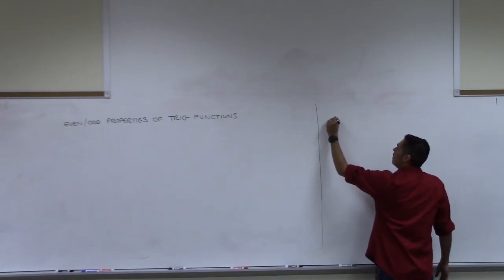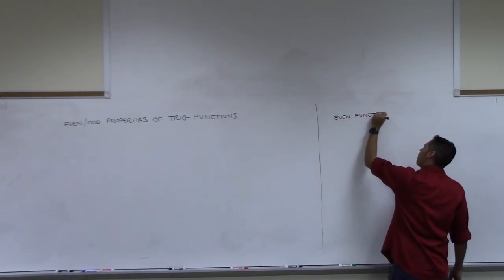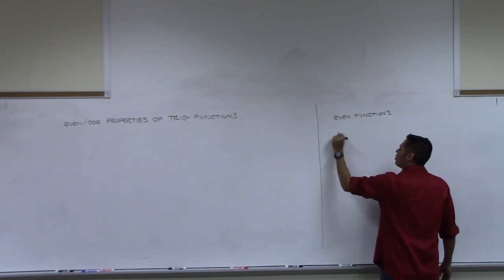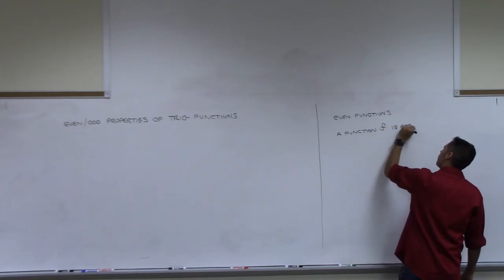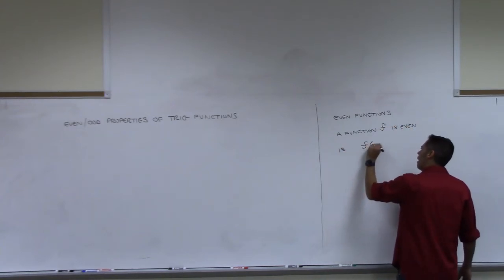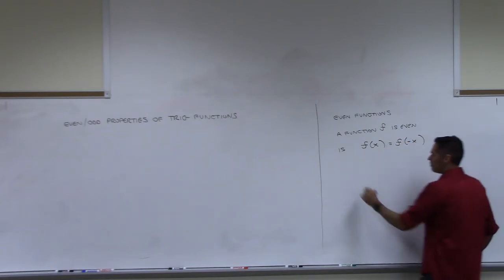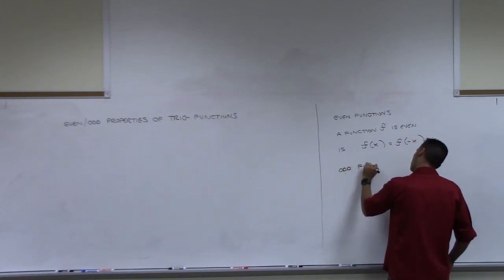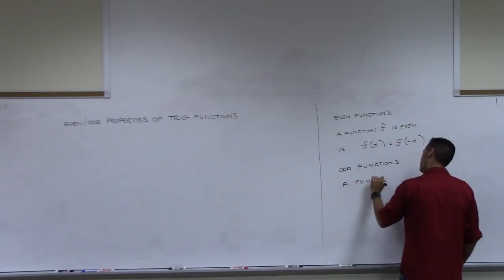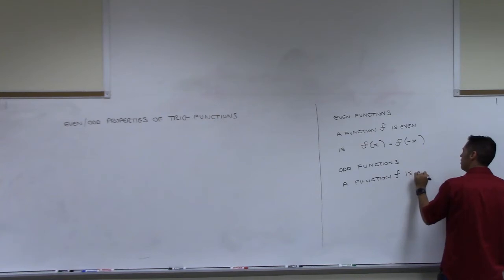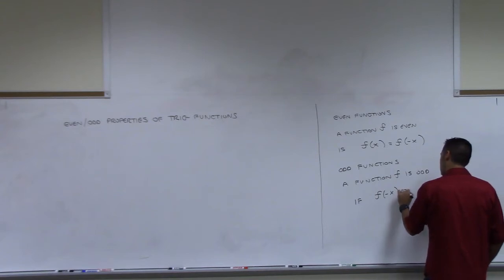Okay, so even functions. A function f is even if f of x equals f of negative x. Odd functions. A function f is odd if f of negative x equals negative f of x.